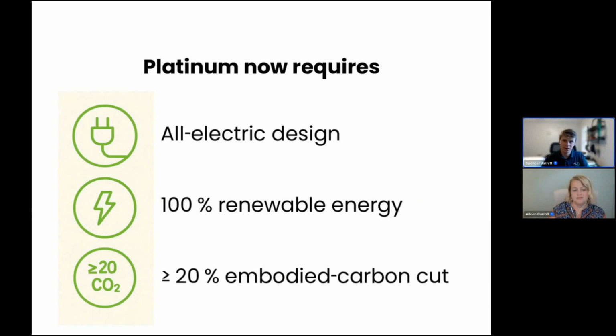And finally, the 20% embodied carbon cut references your own baseline LCA. So that means a poor baseline is kind of like a bad handicap in golf. It just makes the target higher, harder, I should say.